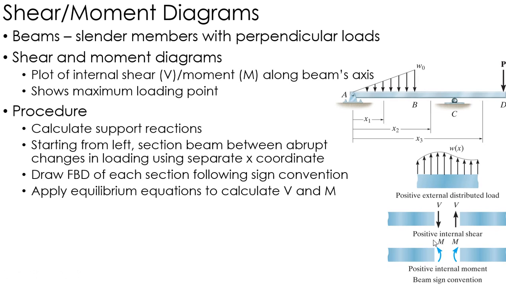Once I have those, I can go ahead and apply my equilibrium equations, the sum of the forces and the sum of the moments, in order to calculate that internal shear and moment. Then you go ahead and plot it. You're going to piece three different plots together to create one total plot, so you can see how the shear and moment change as we move along the axis. So that's the general procedure that we do.